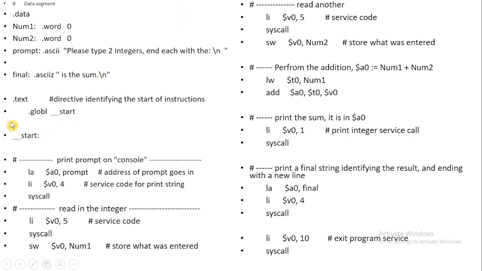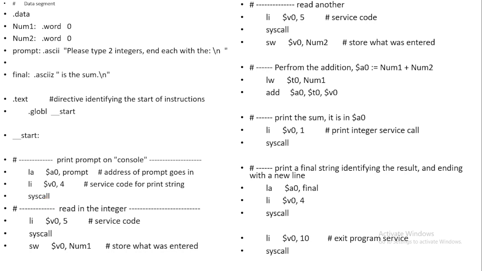Then in the .text section we have started with .global and start and text. These two lines are optional. Then we are writing LA. LA is load address, $A0, that is our accumulator, comma prompt. Okay, this prompt, our message label, where is it going to be loaded? In the accumulator. This line is going to load the message into the accumulator. Now 4 is the service code for printing the string. Li, load immediate, $V0, 4. Then we are writing syscall. Syscall is a keyword which we have to write for every printing or reading.